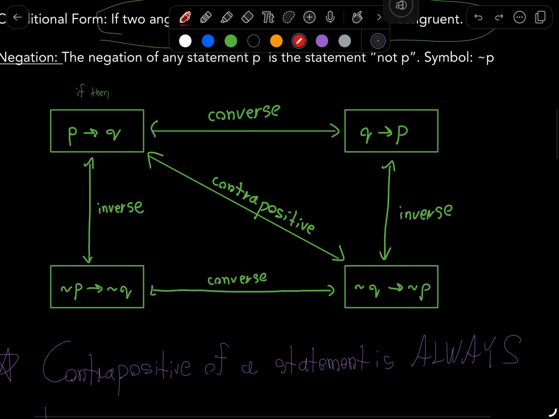So again, I think if you understand those basic relationships, you're in a really good spot. Contrapositive statements are always true. Converse and inverse are only sometimes true.